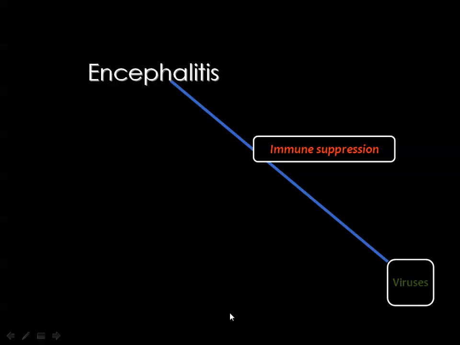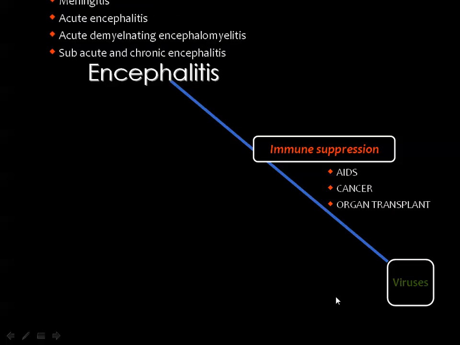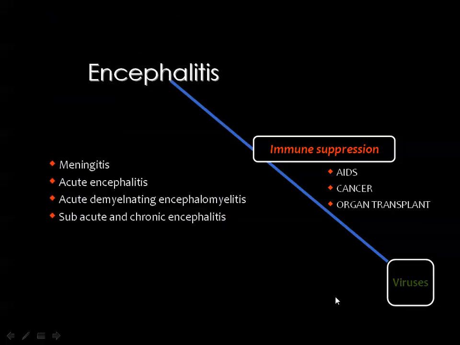Then we come to the issue of encephalitis, and encephalitis usually occurs in patients who are immune suppressed. Different causes of immune suppression include HIV infection, malignancies, and patients with organ transplant receiving immunosuppressive drugs. Encephalitis is usually caused by viruses, and it will result in many intracranial changes.